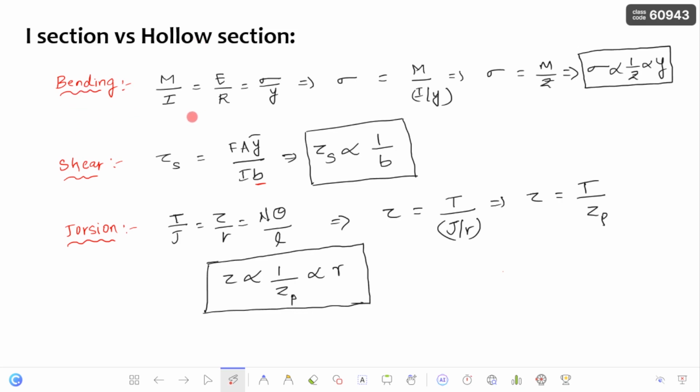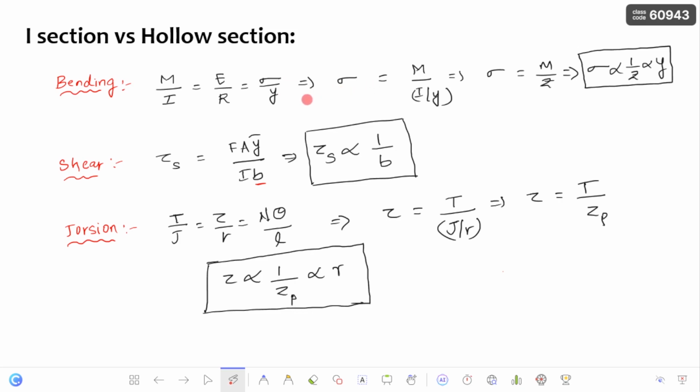Here you can see the bending equation: M by I is equal to E by R is equal to sigma by Y, where M is the bending moment, I is the moment of inertia, E is the Young's modulus, R is the radius, sigma is the bending stress, and Y is the distance from the neutral axis to the extreme fiber of the cross section.